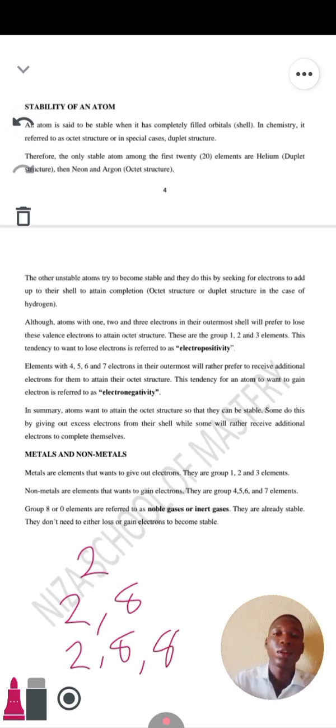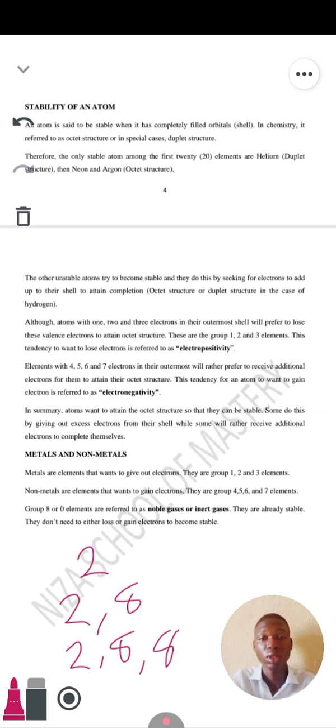Alright, so helium is completely filled because it has just one shell, and that one shell can only take 2. But for the other two, neon and argon, they can take 8 each. So 8 electrons, because they have more than one shell. Until they are 8, they are not filled. So these are the 3 atoms that are completely filled in your first 20 elements. So the other elements, the remaining 17, are not stable.